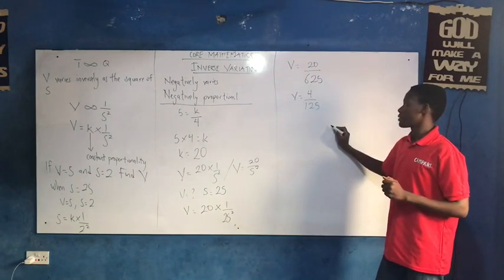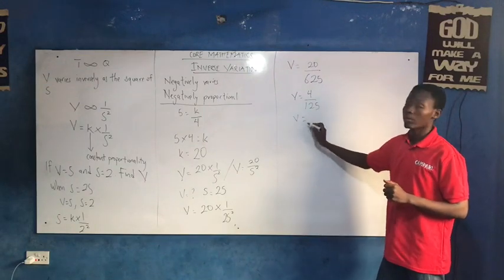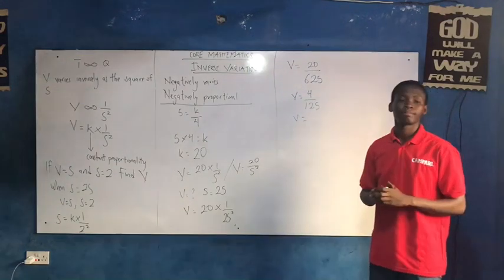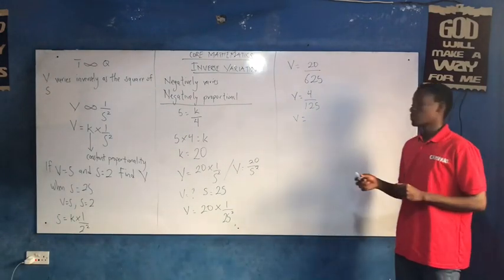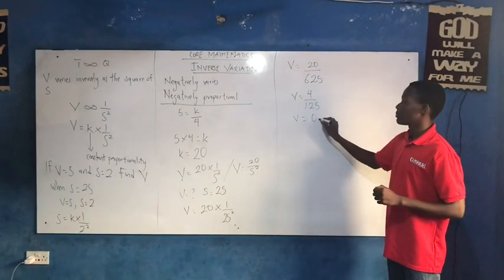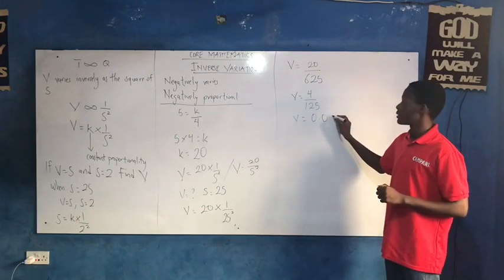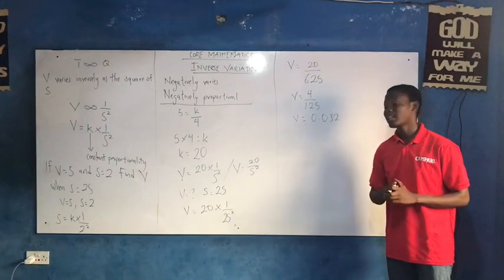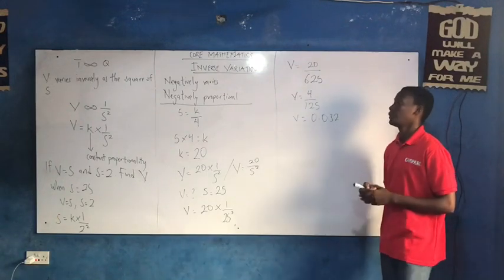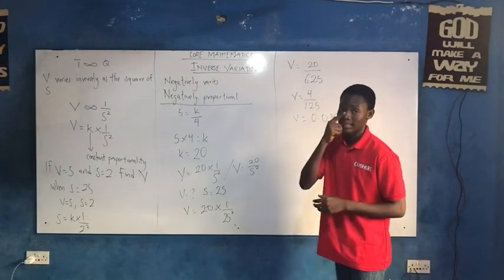So here we can have V equal to 0.032. That is the value of our V when we have a question like this.